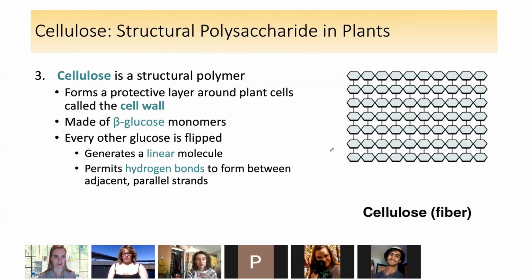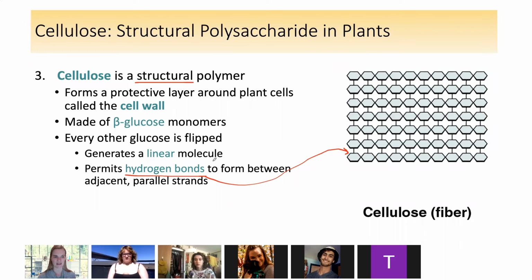And then here was our cellulose. Again, this one is for structure. We have hydrogen bonds that are helping to hold these in place, I'll draw a line back over here, and provide strength. We're going to see that every other molecule is flipped. I have a better picture to show you here in a second.